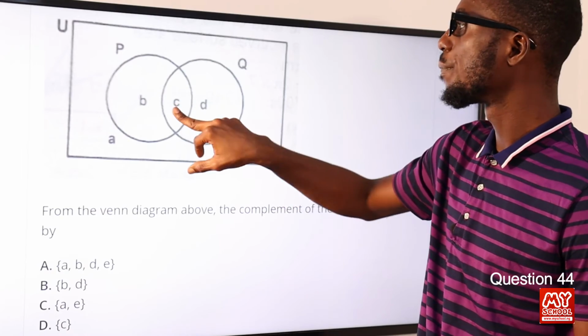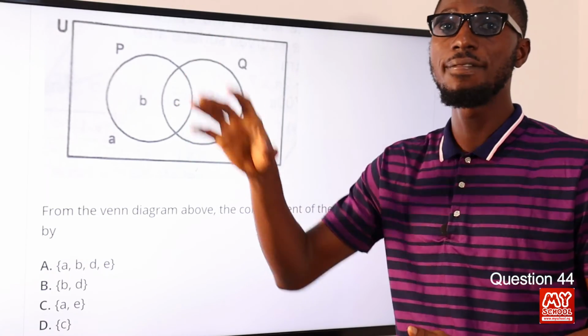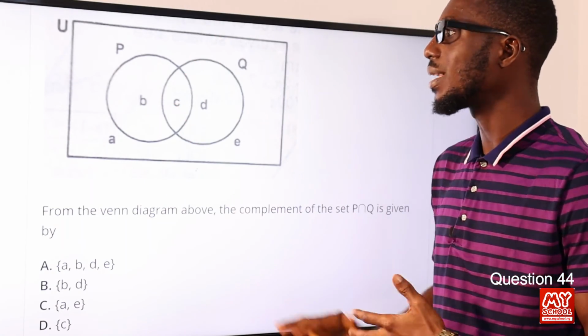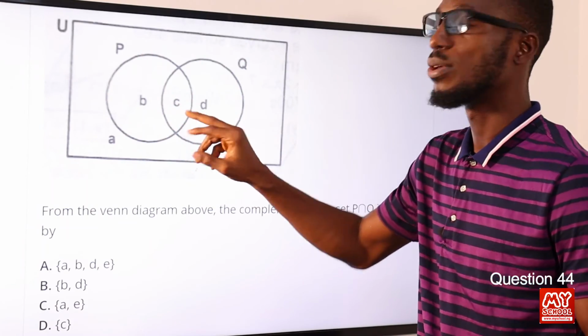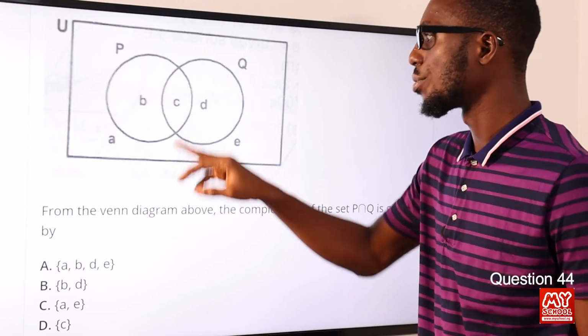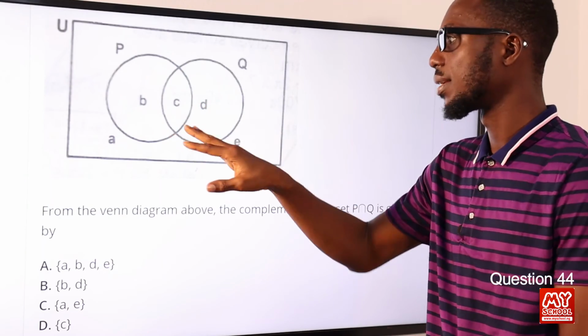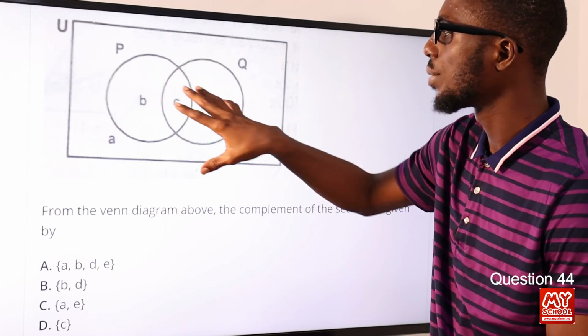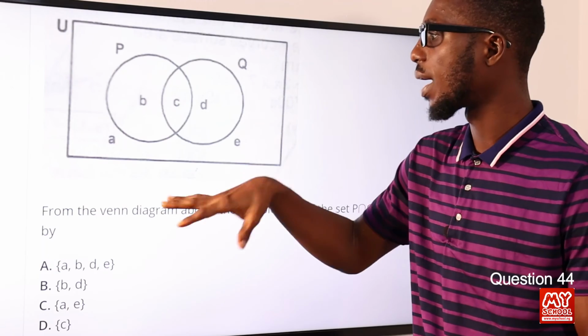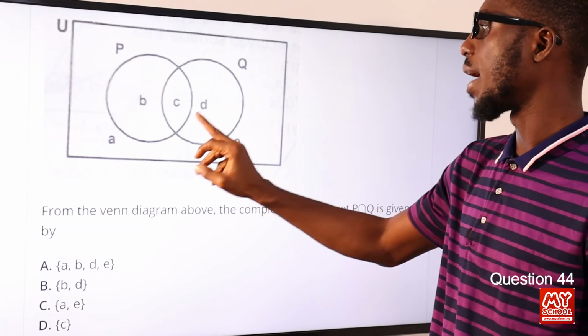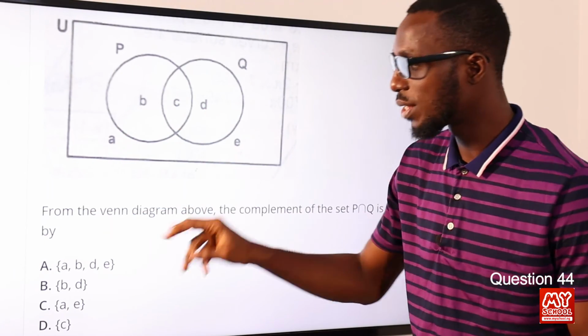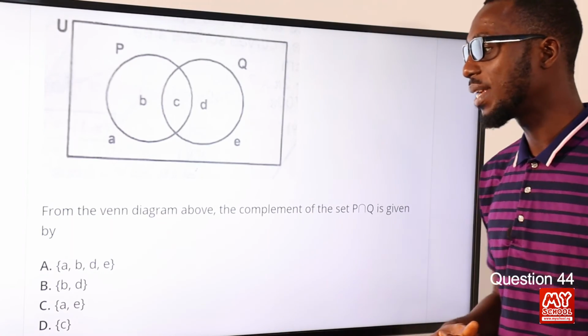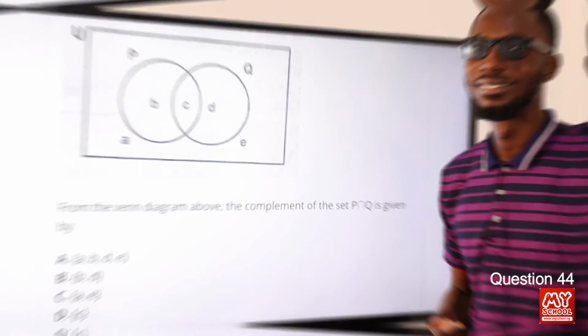So the complement of P intersection Q will be every other member that is present in the universal set but is not found in their intersection. So that means C will be excluded. We've known that P intersection Q is C. So what other members do we have? We have A, we have B, we have D, and we have E. So the correct option here is option A, B, D, and E.